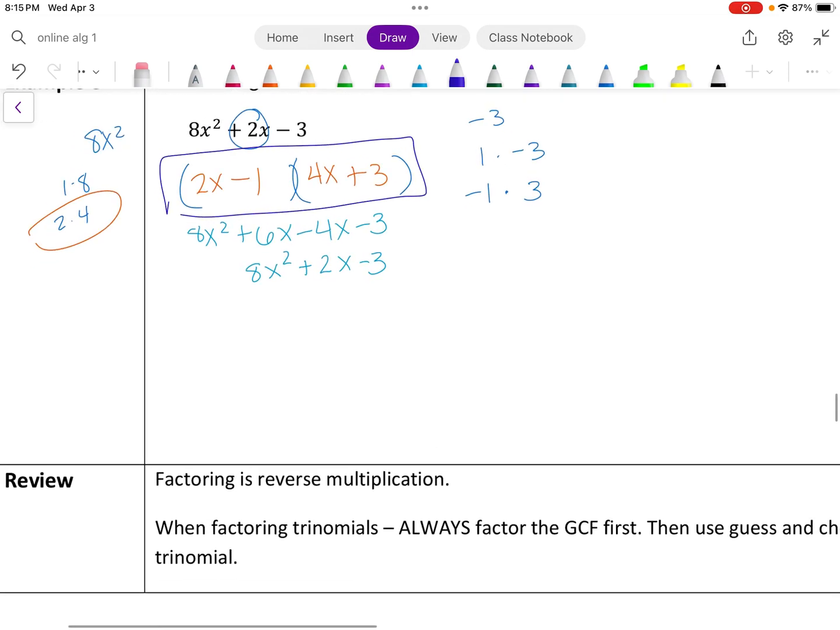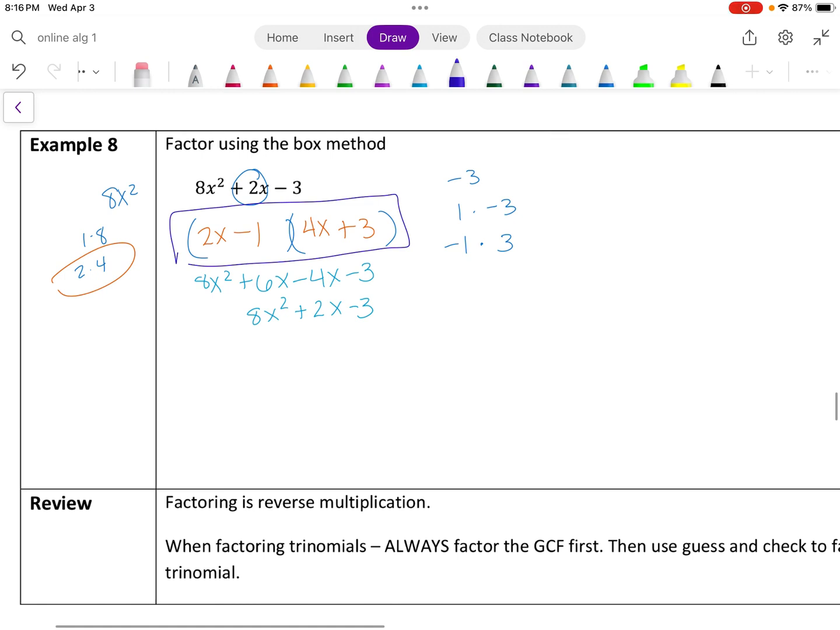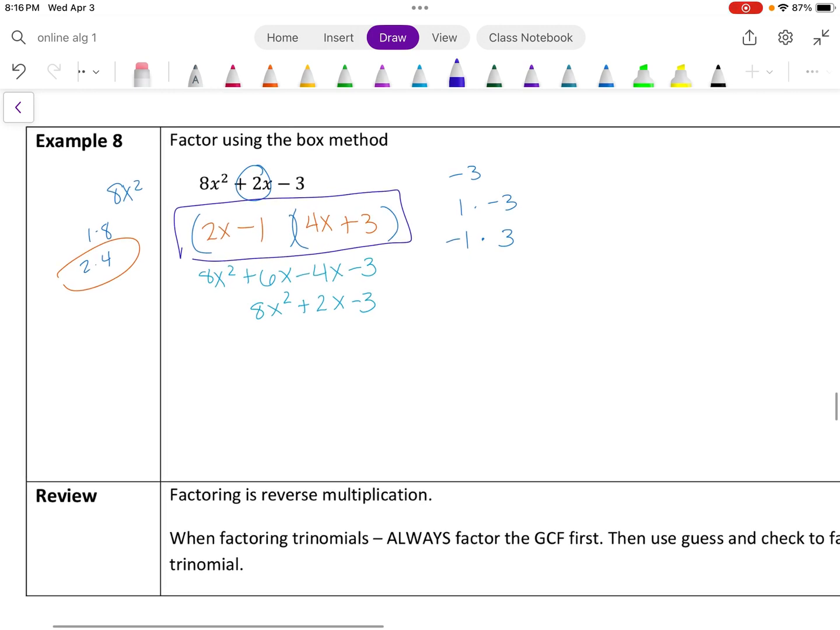So again, when you're factoring, it's reverse multiplication. You always want to factor out that GCF first. None of these had a GCF. And you're just doing guess and check. So you think about all the possibilities and then you multiply until you figure out what works. And that's factoring.